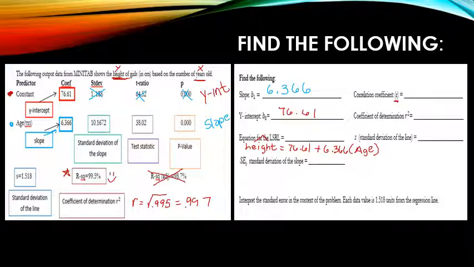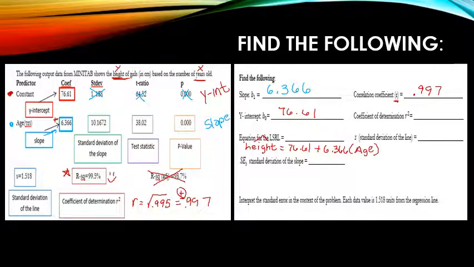Now, I do have to check to see if it's positive or negative, because remember, r squared is always going to be positive. So you have to go back and look at the slope. So our slope was positive, right? It's positive 6.366. Therefore, the correlation is positive. So r is 0.997. Okay, so then you also have to do the coefficient of determination, which is r squared.